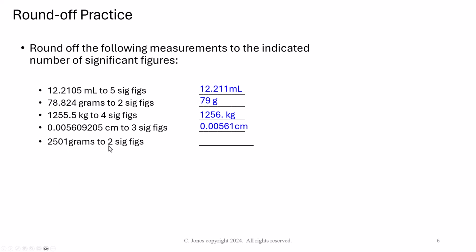Then, 2,501 grams to 2 significant figures. This creates a little bit of a problem, because if we just write 2,500, since this 0 is obviously less than 5, we retain the 2 and the 5. But writing 2,500 is ambiguous, because we don't know whether those two zeros are significant or not. So we would have to write this in scientific notation, 2.5 times 10 to the third grams, or you might remember that 10 to the third can be represented by the prefix kilo, so we could also write this as 2.5 kilograms.